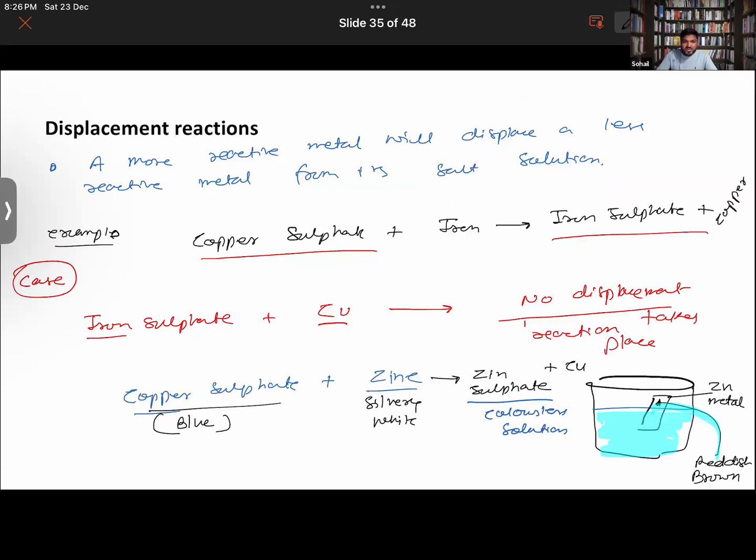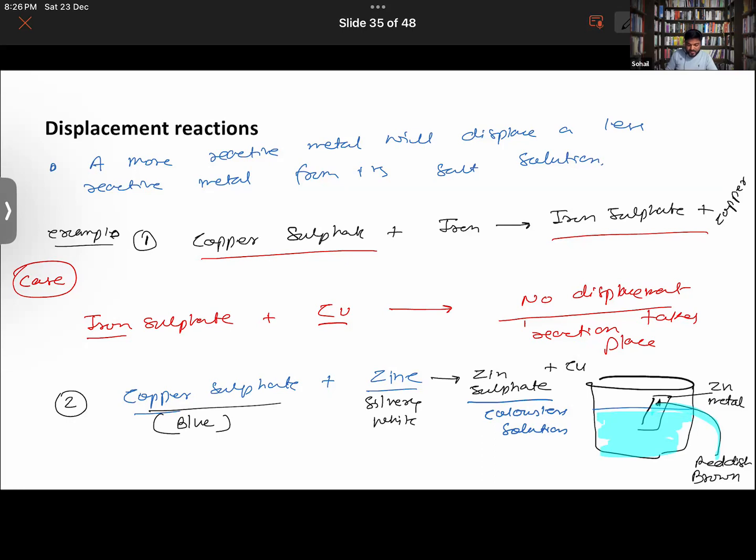I hope you guys aren't getting confused. Okay. So that is the thing. Hope both of you understood this. So you had this one example and you had this second example. In both the cases, displacement was happening.